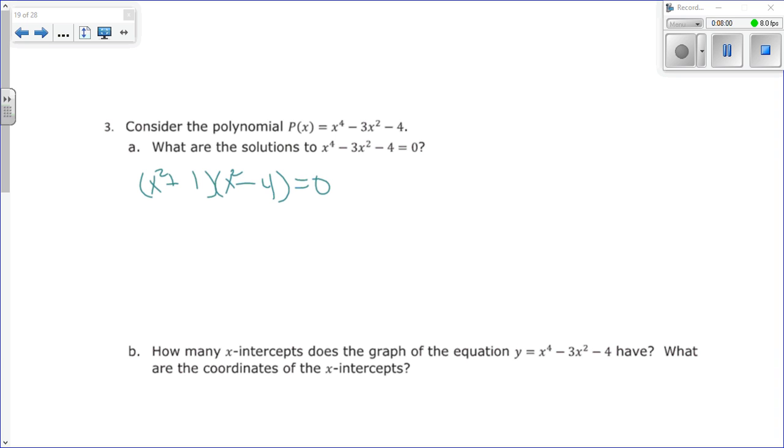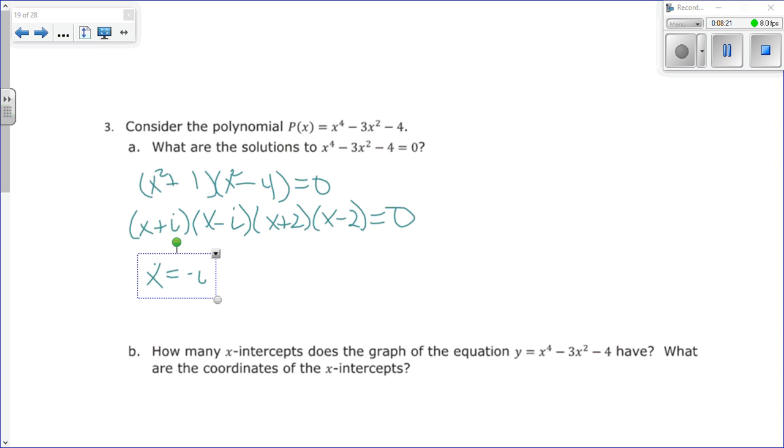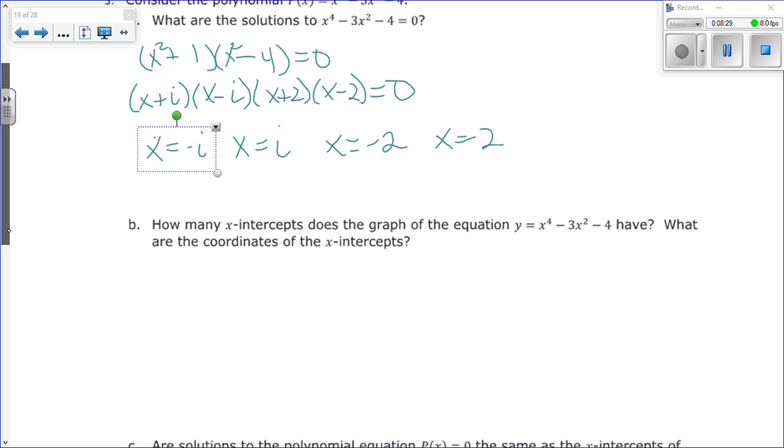And we have a sum of two perfect squares and a difference of two perfect squares, so we can factor. So this will become x plus i, x minus i. This will be x plus 2, x minus 2. Which means my actual solutions are x equals negative i, x equals i, x equals negative 2, and x equals 2, when I set each one of those equal to 0.